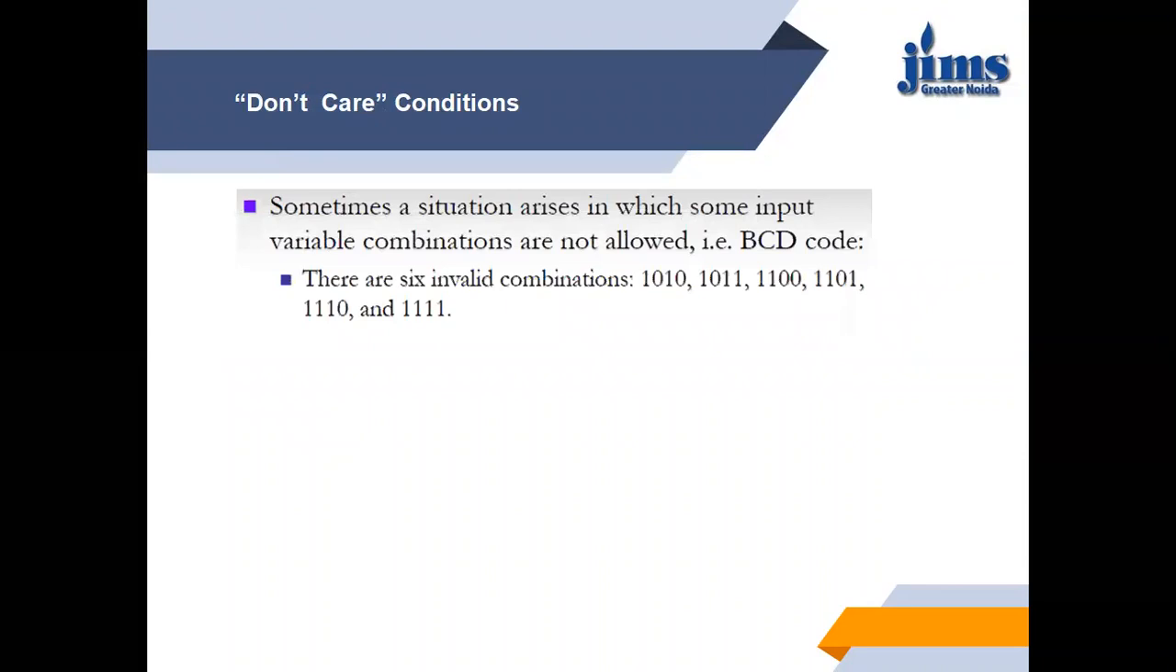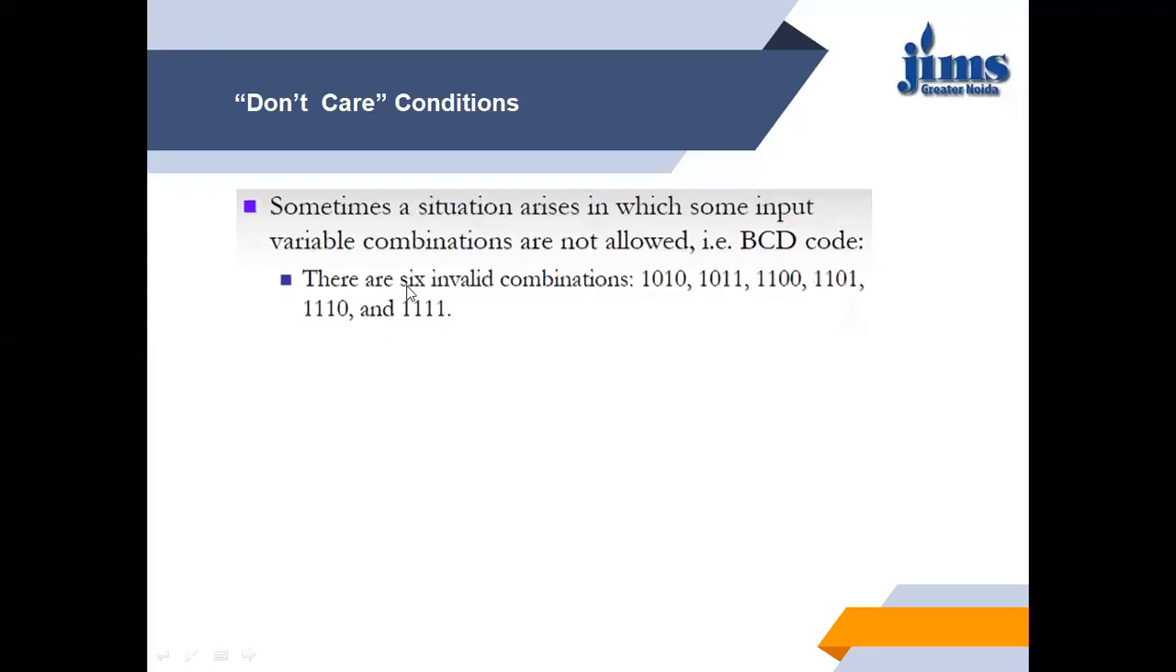Sometimes a situation arises in which some input variables are not allowed. As an example, when we consider the BCD numbers, in BCD we have the BCD codes for 10 combinations from 0 to 9, that is for the decimal number. And as we are using 4 digits for the BCD number, that means we have a total of 16 combinations, out of which we are using only 10 combinations and the 6 combinations remain unused. So these unused conditions or the unused states are known as don't care conditions.